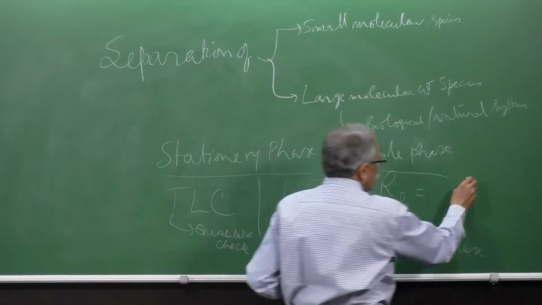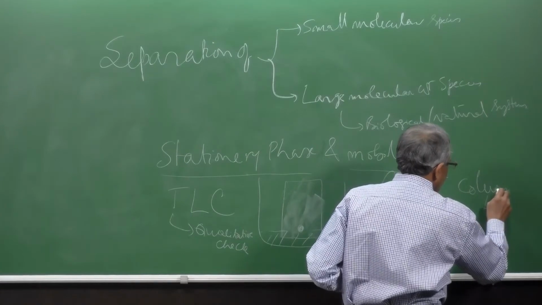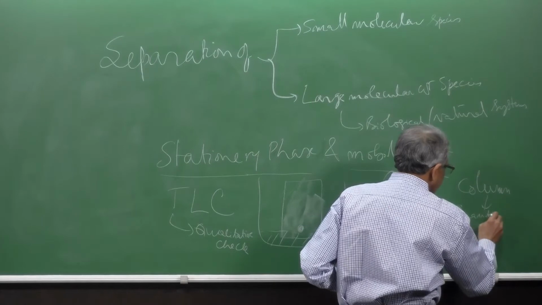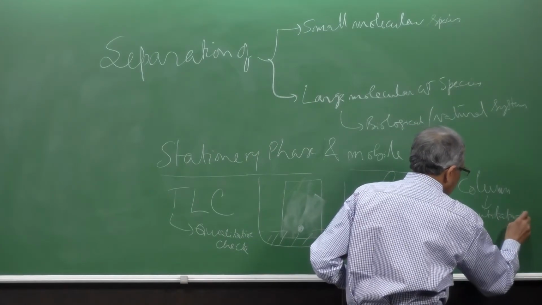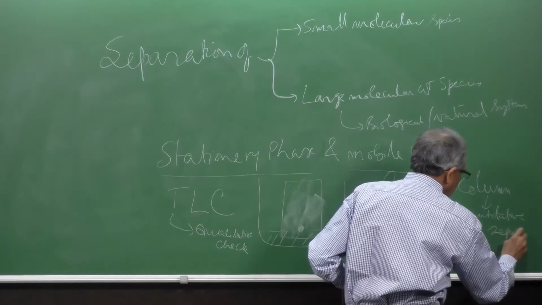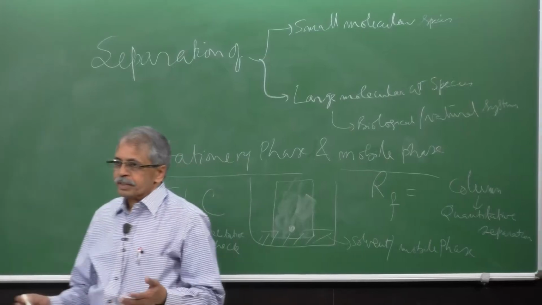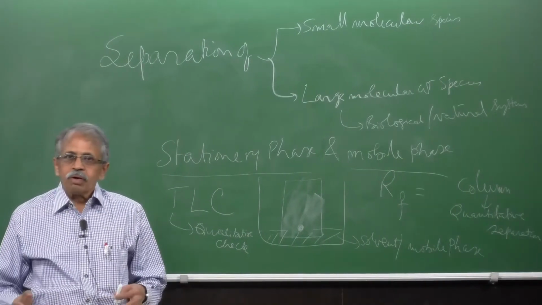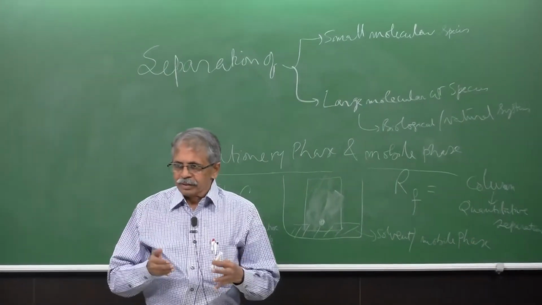If you have a column, you can make a quantitative separation. I hope one understands that. So, you can separate quantitatively as well. These are all very commonly used for small molecule synthesis in the lab.